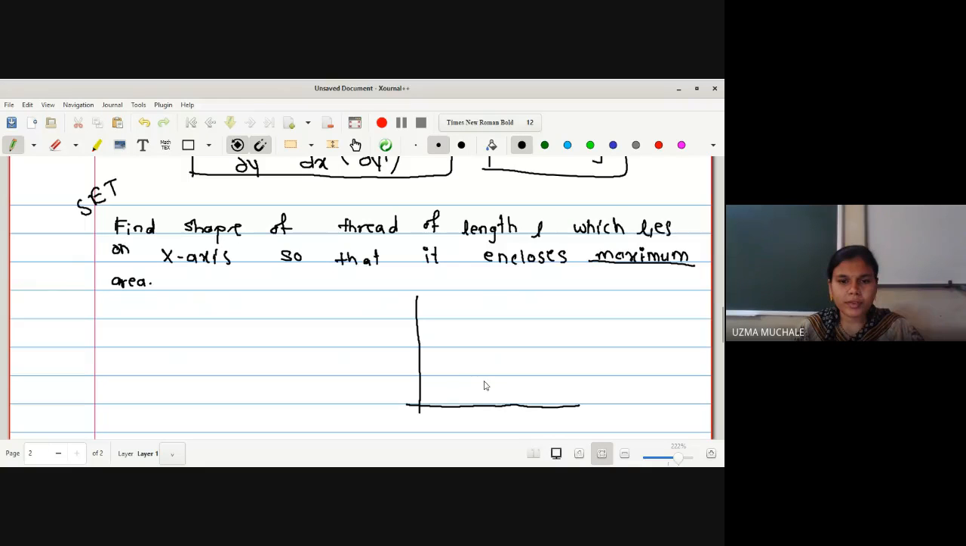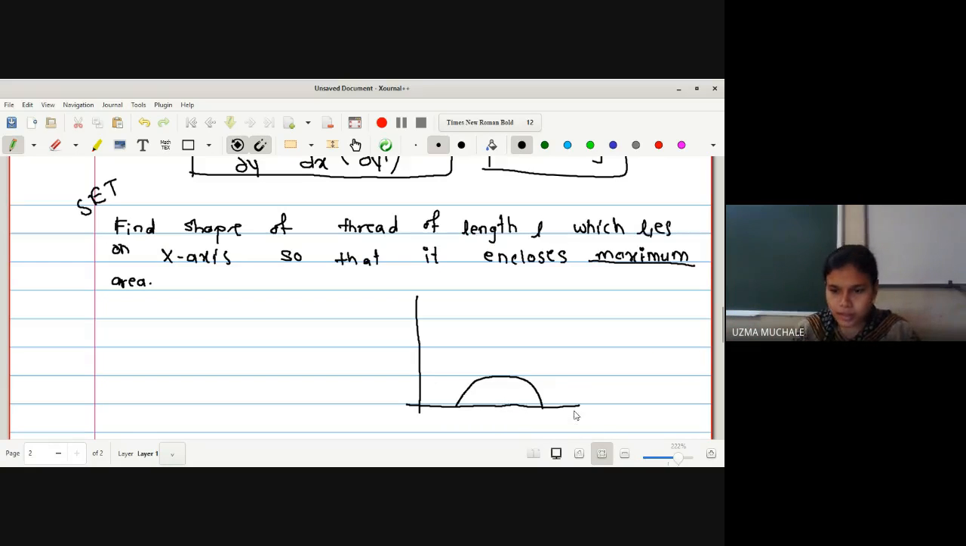Find the shape of a thread. That means we have to find out the shape of a thread of length L. We are provided with the thread of length L, right? Which lies on the x-axis so that it encloses the maximum area. Actually, I'm going to draw the image so that you will get directly the answer. Find the shape was the question, no? So it lies on the x-axis. That's why we are not going to take the downward direction also.